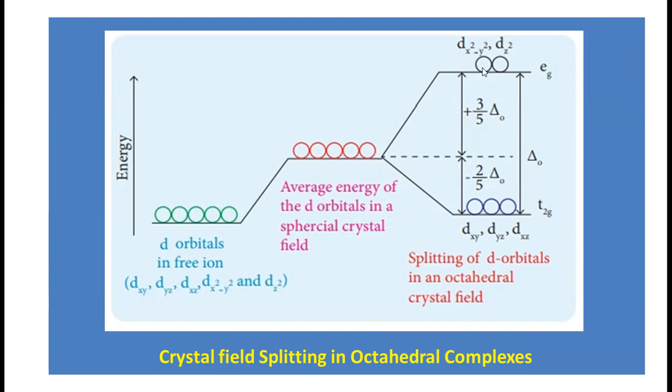Therefore, how can we distribute the metal d electrons in these T2g orbitals and Eg orbitals? This happens because of the crystal field splitting in octahedral complexes. The metal d orbitals are split into two groups due to the surrounding ligand field: the lower energy group, T2g orbitals, and the higher energy group, Eg orbitals. Now how can we distribute the electrons of the d orbitals of the metal into T2g orbitals and Eg orbitals? So let us see this.